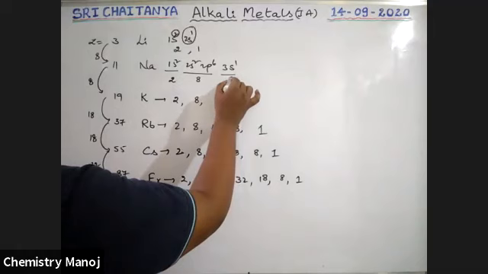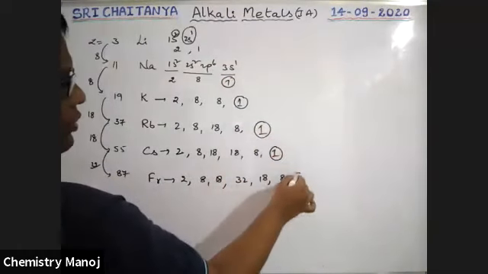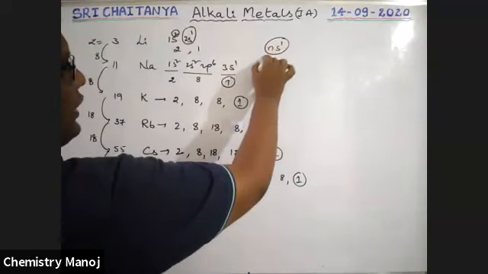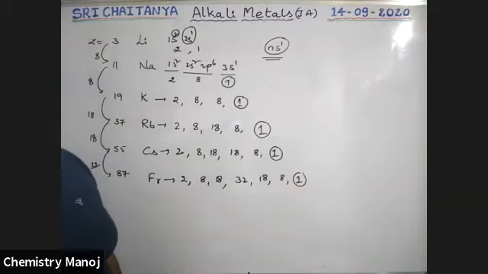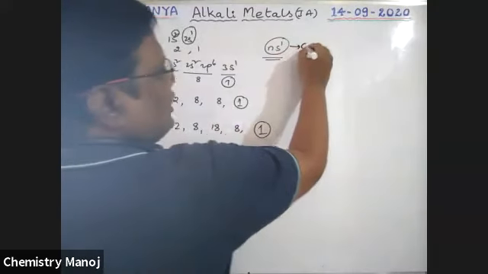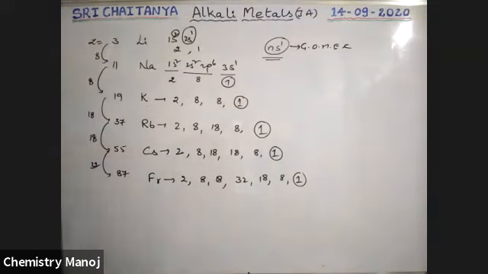So in all these, the outermost orbit has only 1 electron, that too in the s orbital. That is why the general outermost electronic configuration is ns1. It is the general outermost electronic configuration for alkali metals. Okay, next.